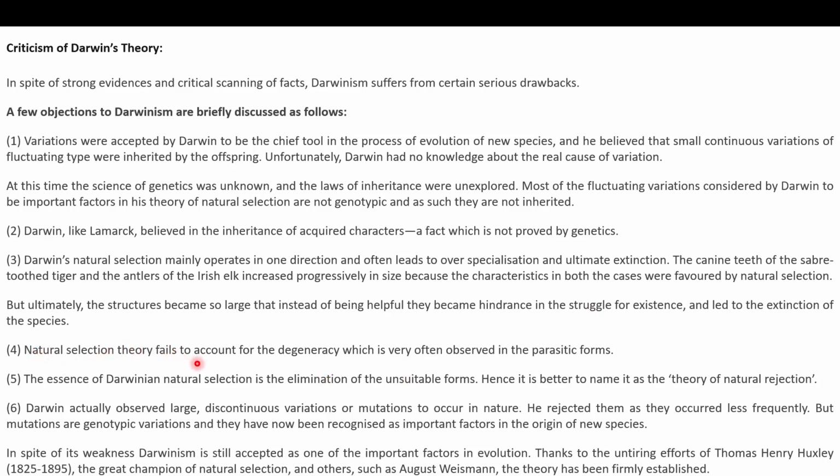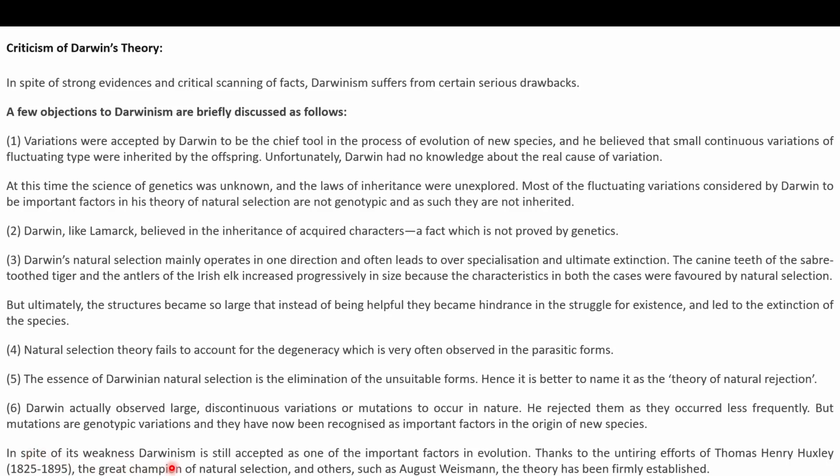The natural selection theory also fails to account for the degeneracy often observed in parasitic forms. The essence of Darwinian natural selection is the elimination of the unsuitable forms, so it might be better to name it the theory of natural rejection. Darwin actually observed large continuous variations or mutations occurring in nature. However, he completely ignored or rejected them as they occurred less frequently. But mutations are genotypic variations, and they have now been recognized as important factors in the origin of new species.